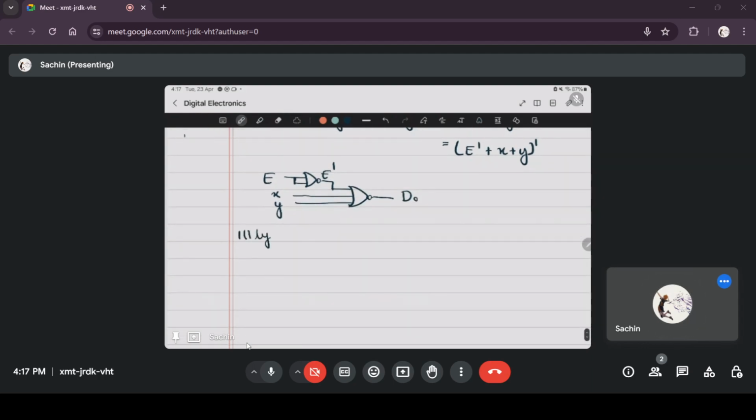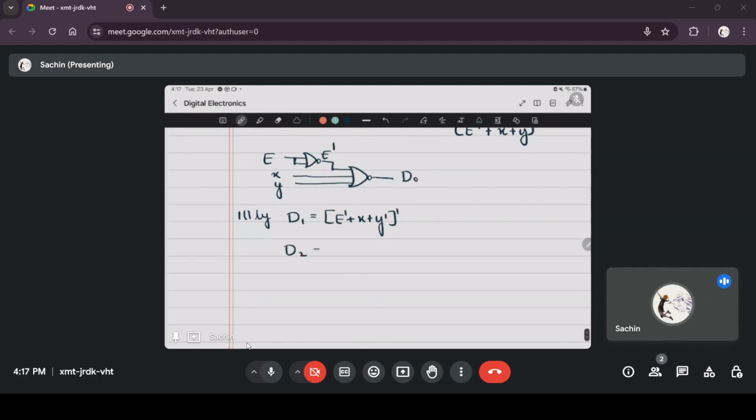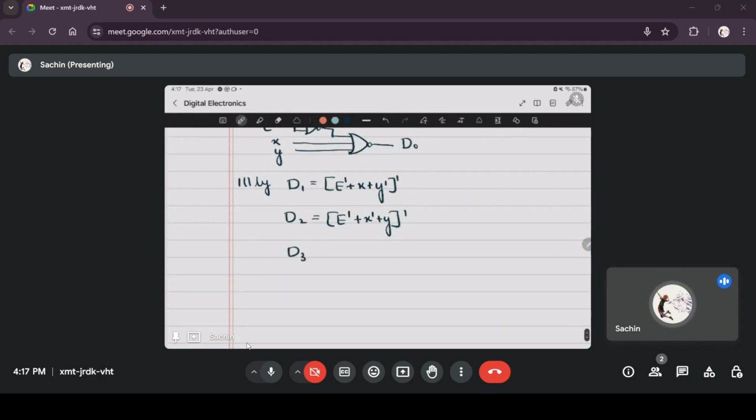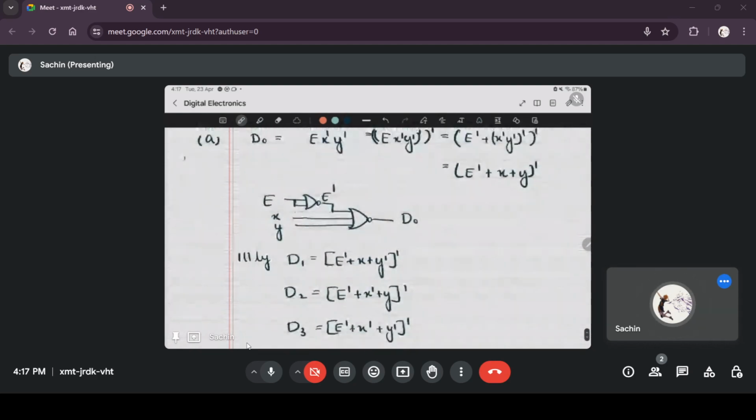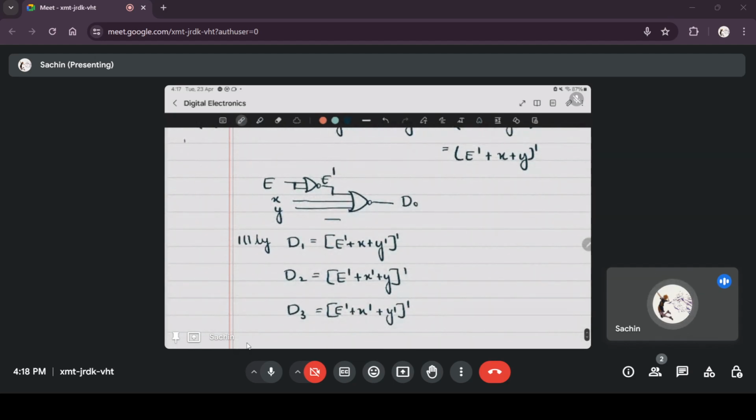Similarly you can do it for D1, D2, D3, and you will get D1 is E complement plus x plus y complement, whole complement; D2 is E complement plus x complement plus y, whole complement; D3 is E complement plus x complement plus y complement, whole complement. And the circuits are similar to this, except that some of these terms, y here, x here, and both x and y, need to be complemented before feeding into this NOR gate.